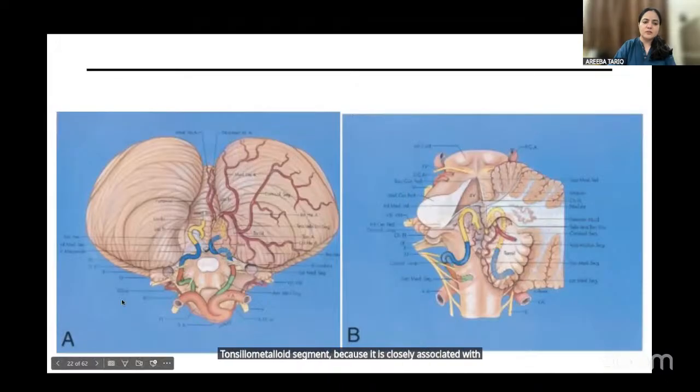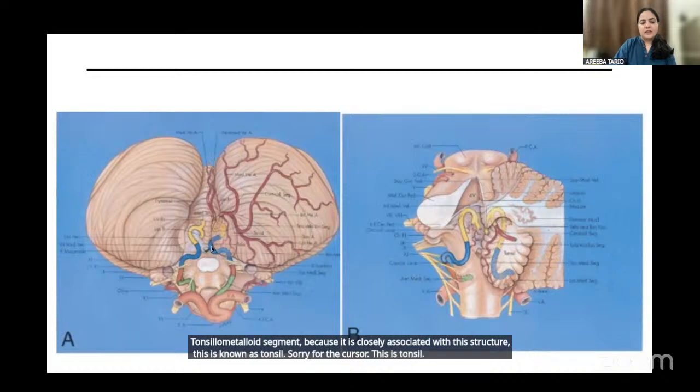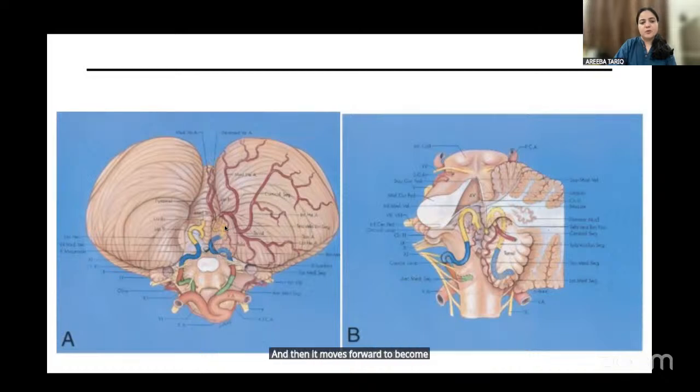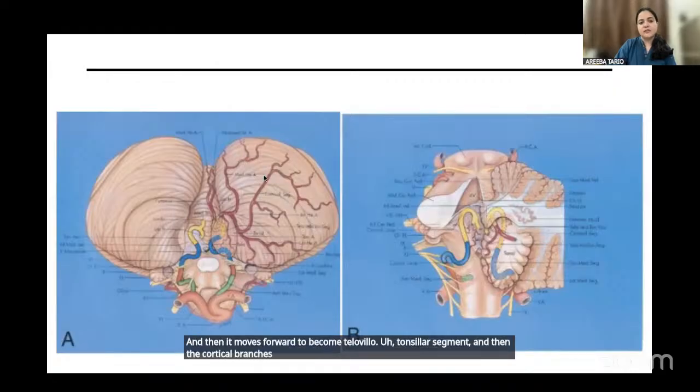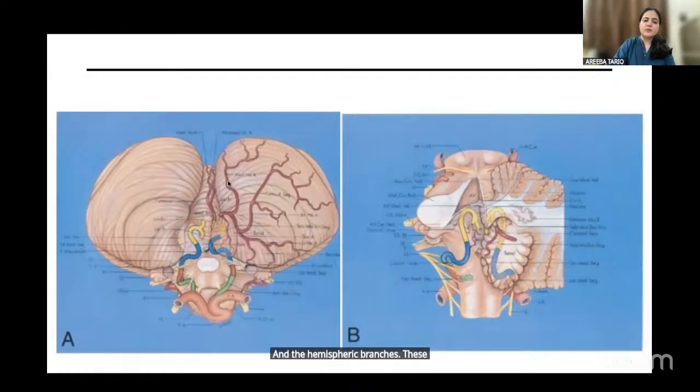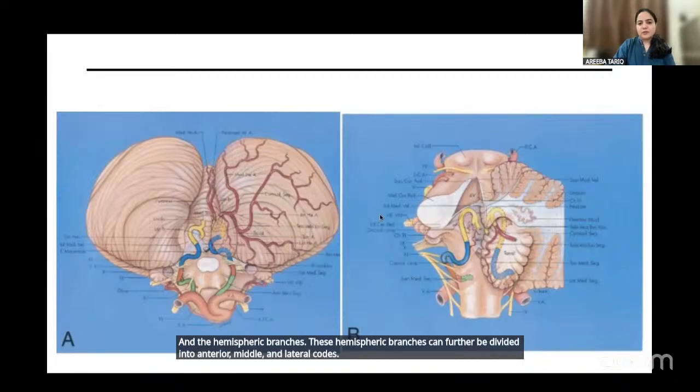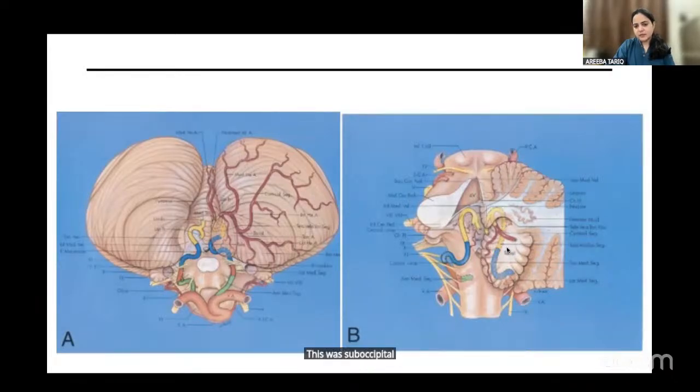This is known as the tonsil. Sorry for the cursor. This is the tonsil. And then it moves forward to become the tela-velo-tonsillar segment and then the cortical branches. Now cortical branches are further divided into this medial segment, which is supplying the vermian branches, and the hemispheric branches. These hemispheric branches can further be divided into anterior, middle, and lateral groups. This was the suboccipital surface, and this is basically on the petrosal surface, the same PICA showing its loop.